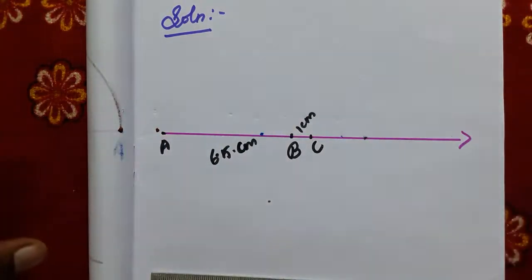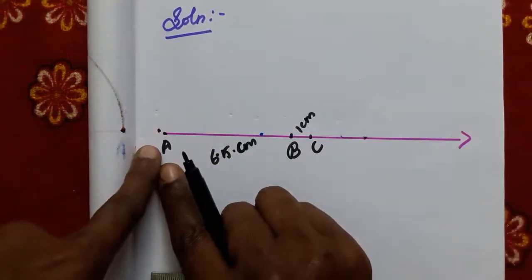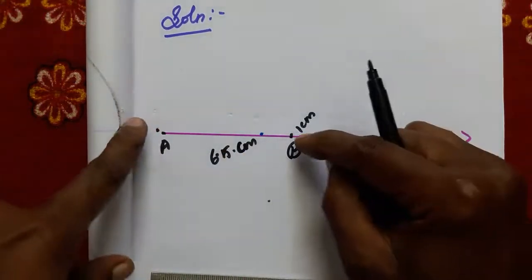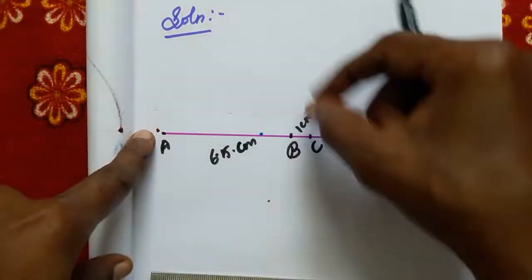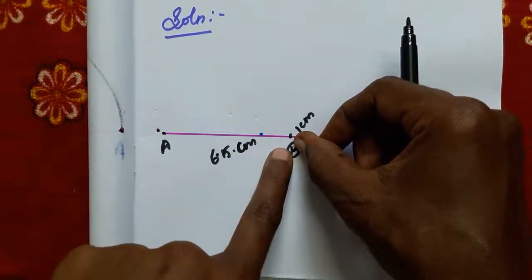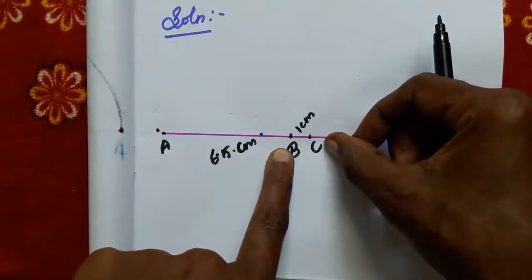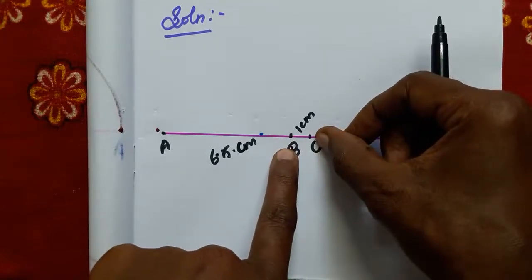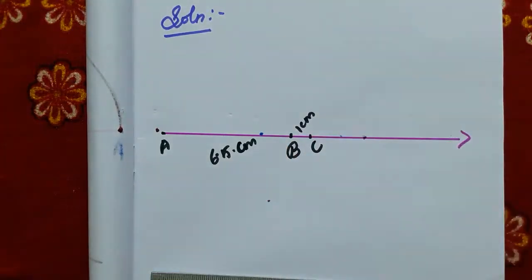First draw a line. Mark a point A on it. Next measure 6.5 centimeter. AB is equal to 6.5 centimeter. Next mark a point C such that BC is equal to 1 centimeter.